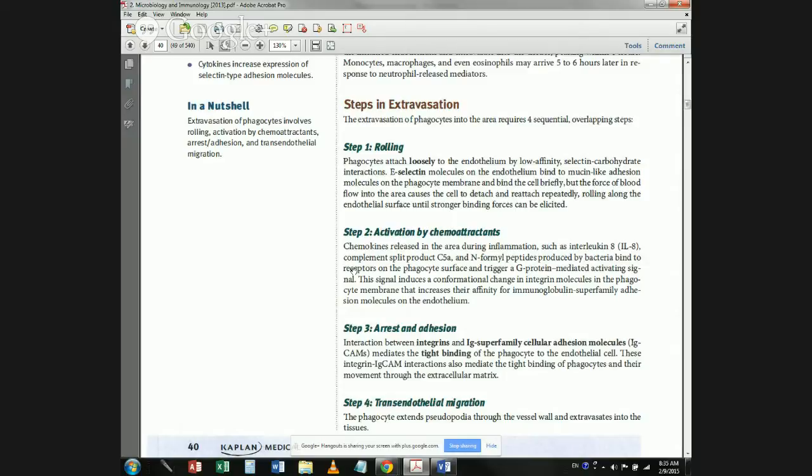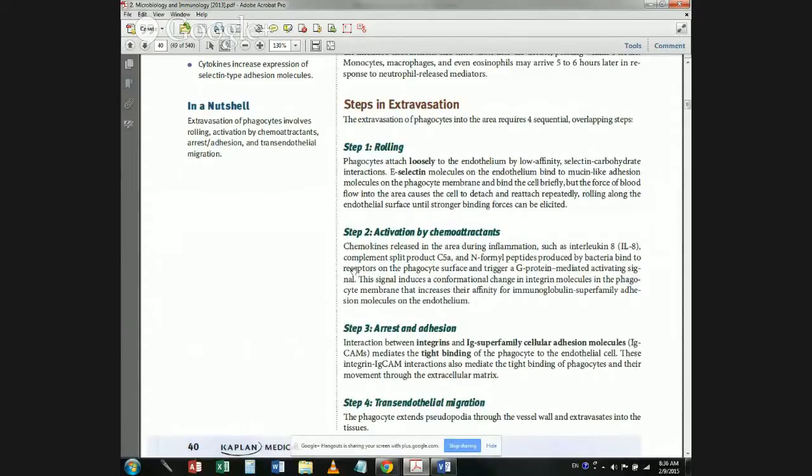But the force of blood flow into the area causes the cell to detach and reattach repeatedly, rolling along the endothelial surface until stronger binding forces can be elicited. So you have the blood pressure in an artery, 120 over 80, I don't know, well, 80 in the arterioles. That's pretty high pressure, and basically to slow down and put the brakes on, we induce the secretion of E-selectin molecules, which will bind to mucin-like adhesion molecules on the phagocyte, and they bind, they release, they bind, they release. It just acts as a speed bump along the way.